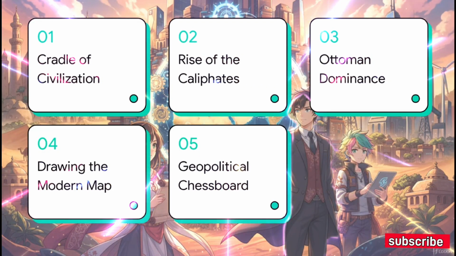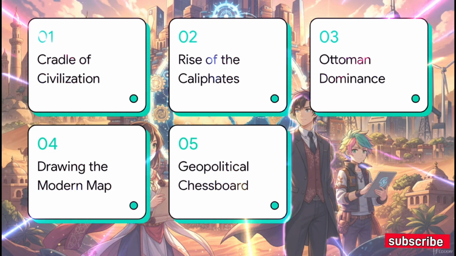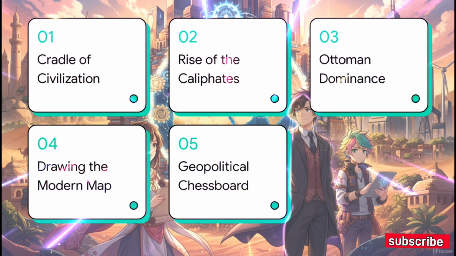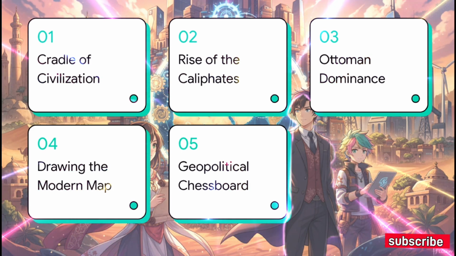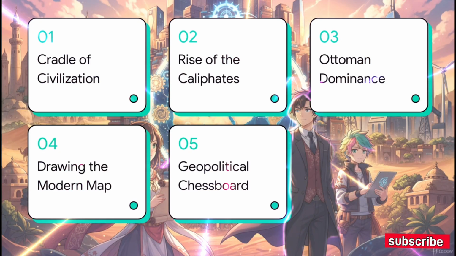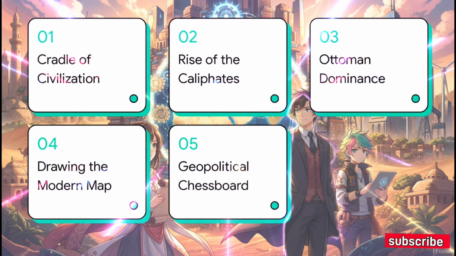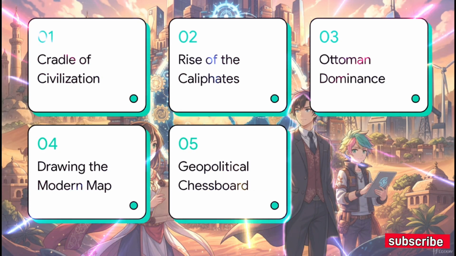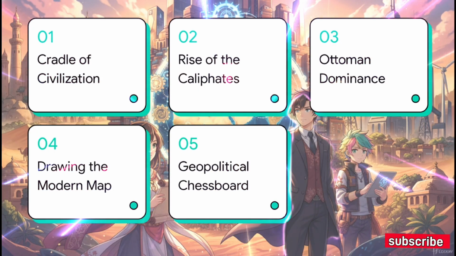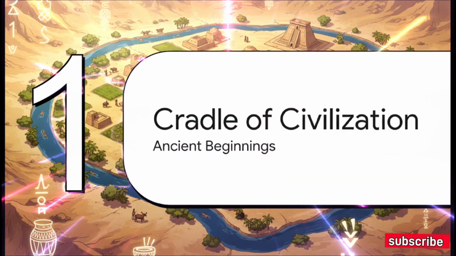Since 5 millennia is a whole lot of ground to cover, here's our roadmap for today so we stay on track. First, the cradle of civilization. Second, the rise of the caliphates. Third, invasions and Ottoman dominance. Fourth, drawing the modern map. And finally, the modern geopolitical chessboard. Let's move on and see how this builds.